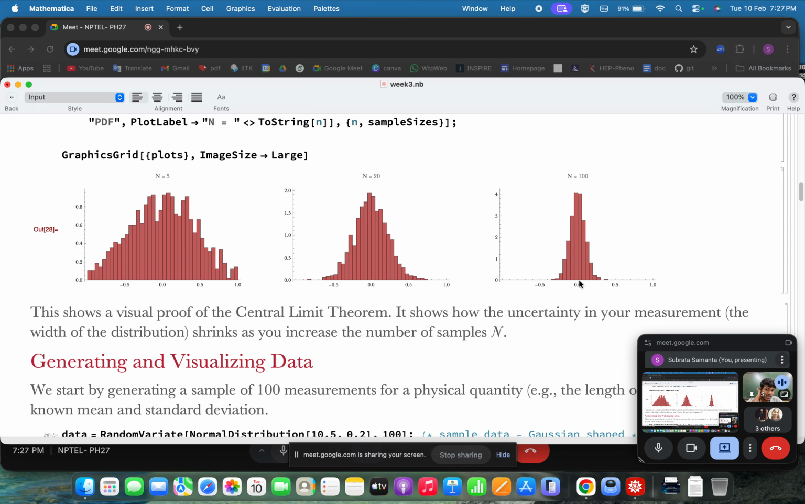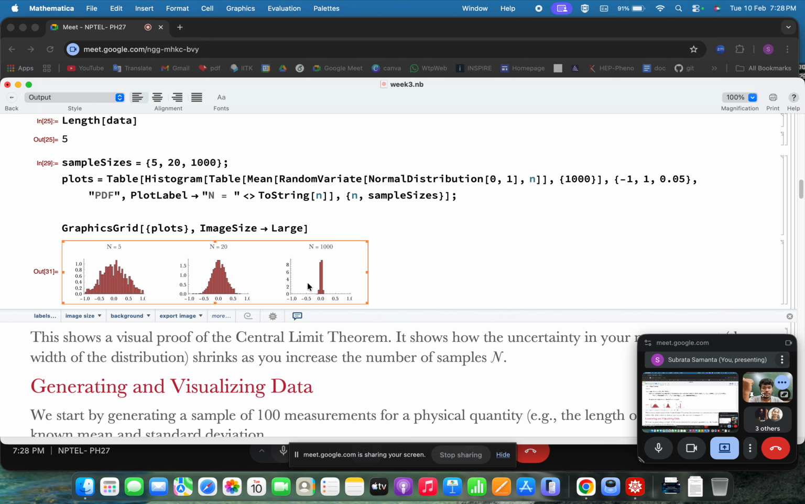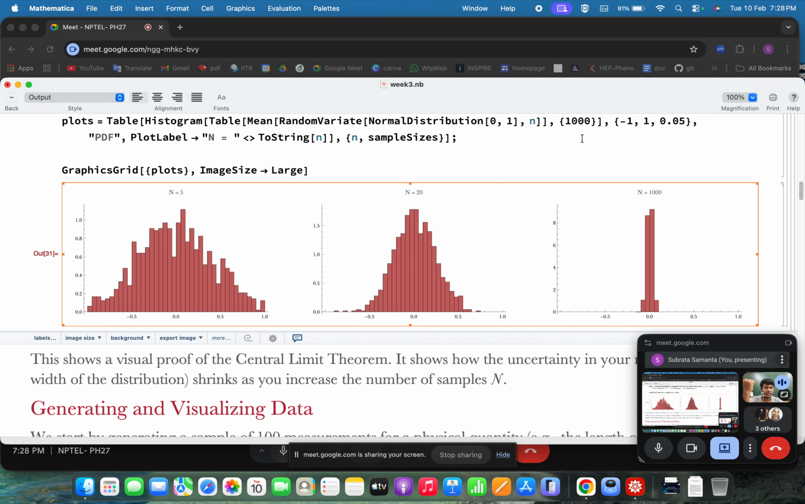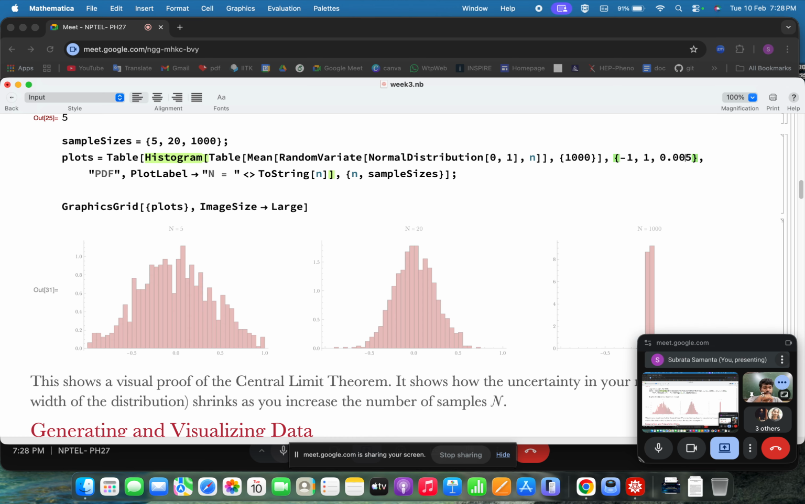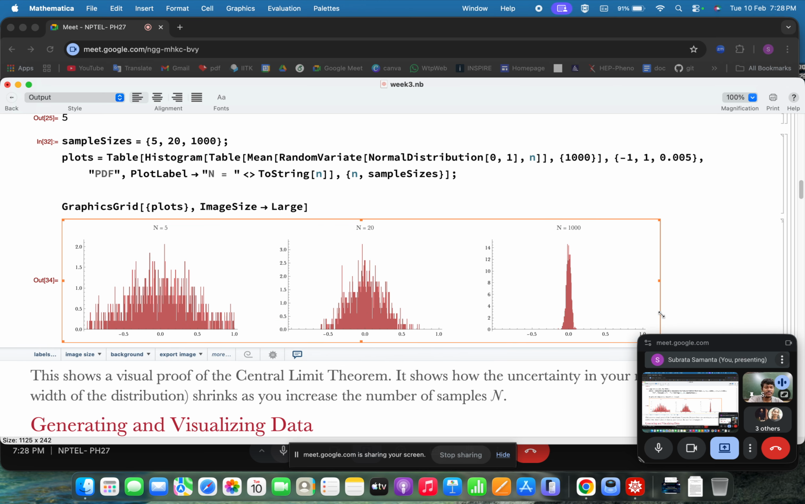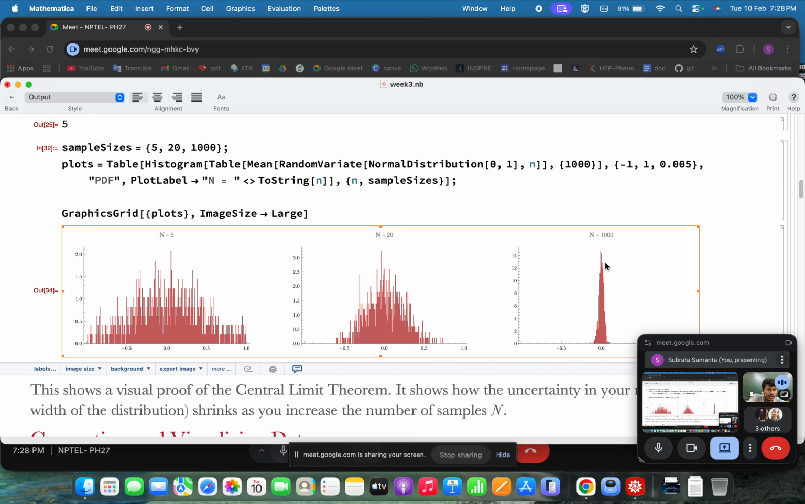So, this is actually the visual proof of the central limit theorem, showing how the uncertainty in your measurements shrinks as we increase the number of samples. Let us say if you increase 100 to 1000, then you will see sharp Gaussians. You have to increase the bin size as well, I mean reduce the bin size. So, you see the sharp Gaussians.